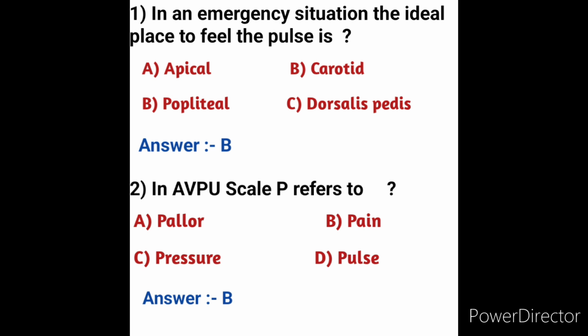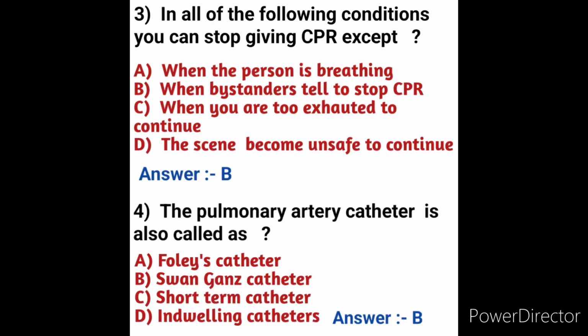Next, move on to question number 3. In all of the following conditions, you can stop giving CPR except. We will see the options here. Option A, when the person is breathing. Option B, when bystanders tell you to stop CPR. Option C, when you are too exhausted to continue. Option D, the scene becomes unsafe to continue. Here option B, when bystanders tell you to stop CPR, is the correct answer.